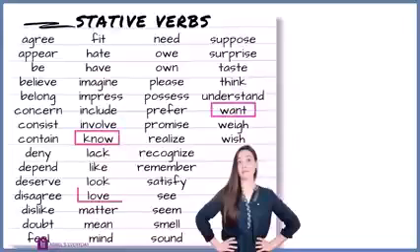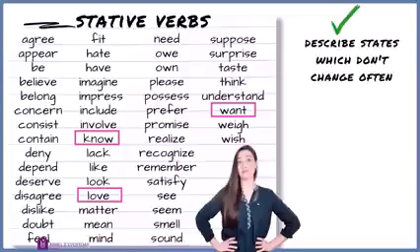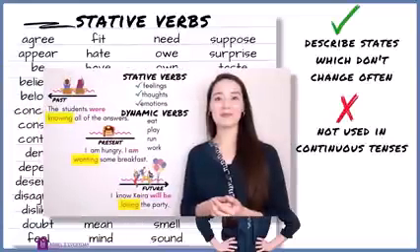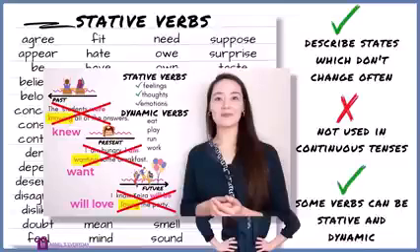know, and love here. Again, just like the present simple, stative verbs describe states which don't change often. These are not used in continuous tenses. So here, nope, these sentences are not correct. We need to use the simple tenses here. This is so important to remember in this lesson, and I will continuously remind you of this. Yes, some verbs can be stative and dynamic, but there aren't very many of those.